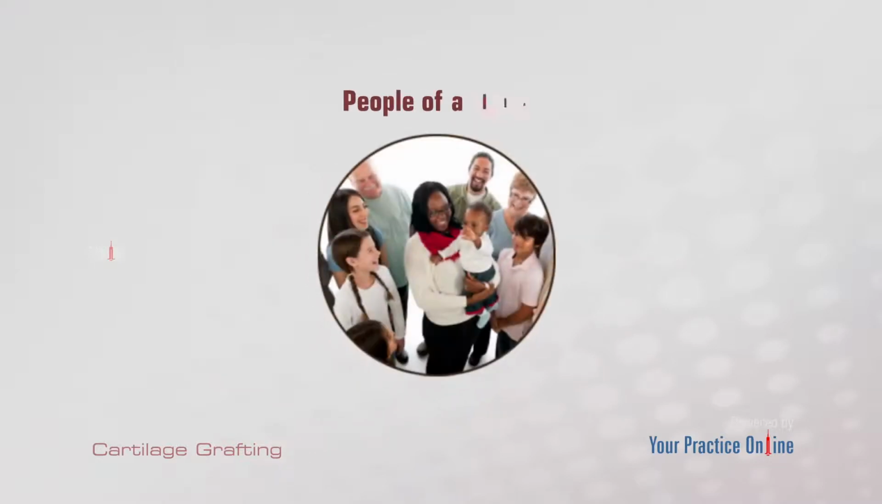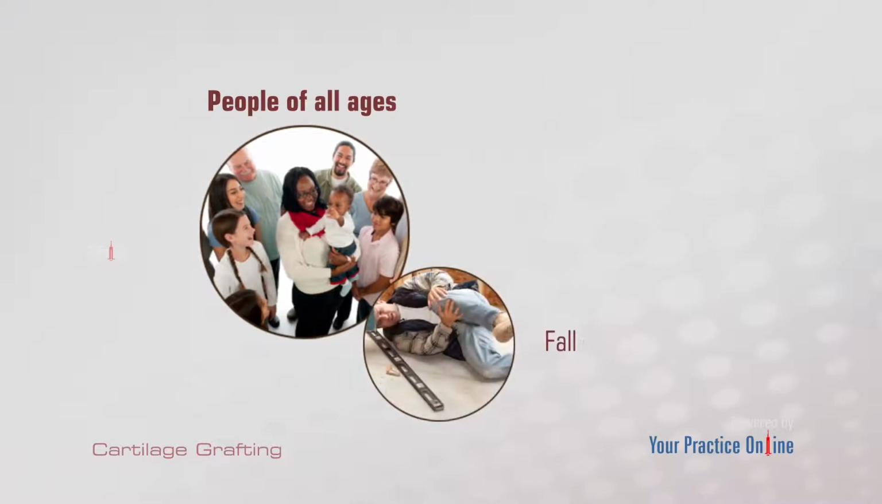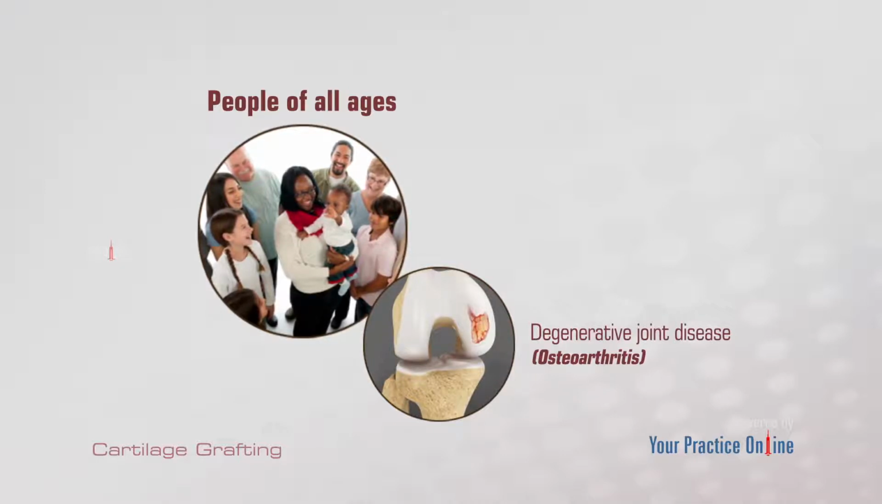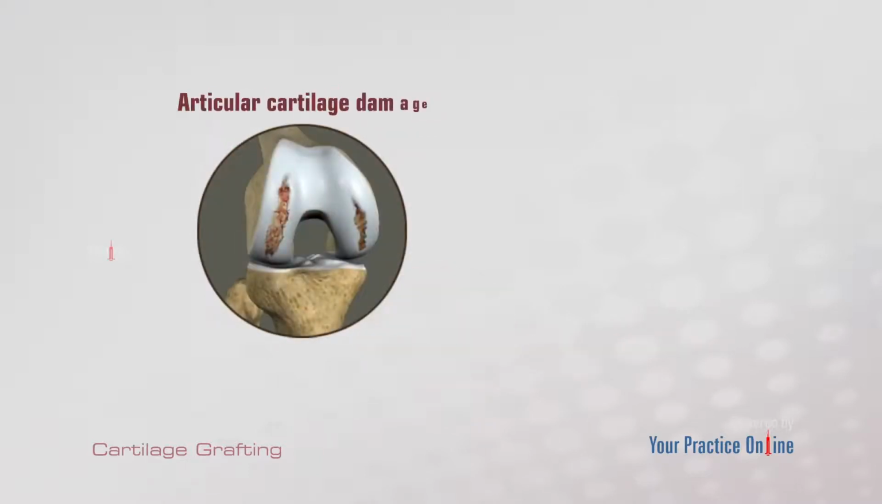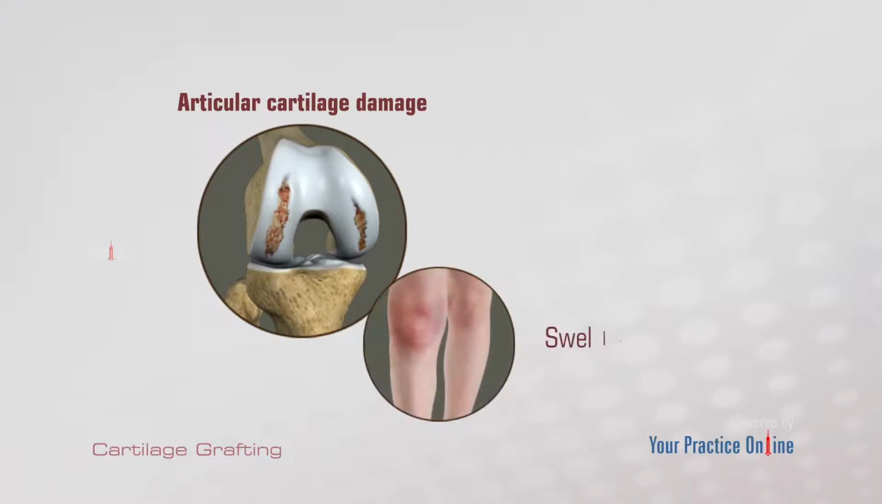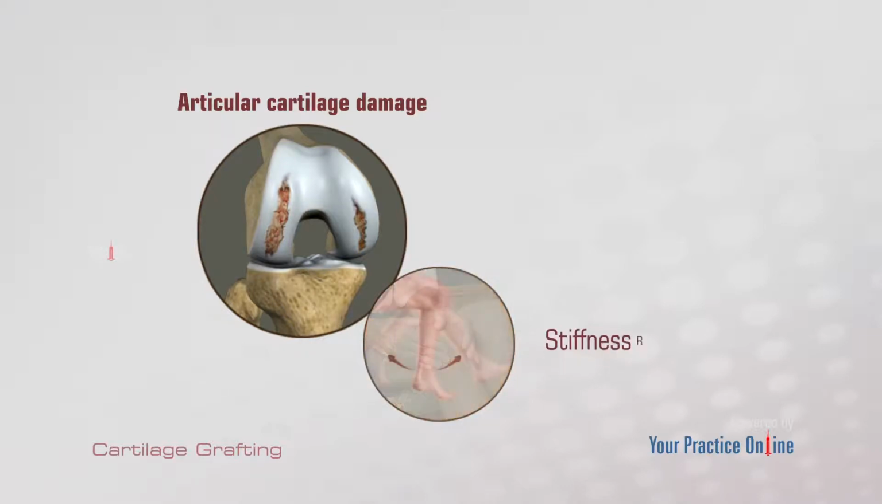The damage in articular cartilage can affect people of all ages. It can be damaged either by trauma, such as accidents, mechanical injury, such as a fall, or from degenerative joint disease, osteoarthritis, occurring in older people. Patients with articular cartilage damage experience symptoms such as joint pain, swelling, stiffness, and a decrease in range of motion of the knee.